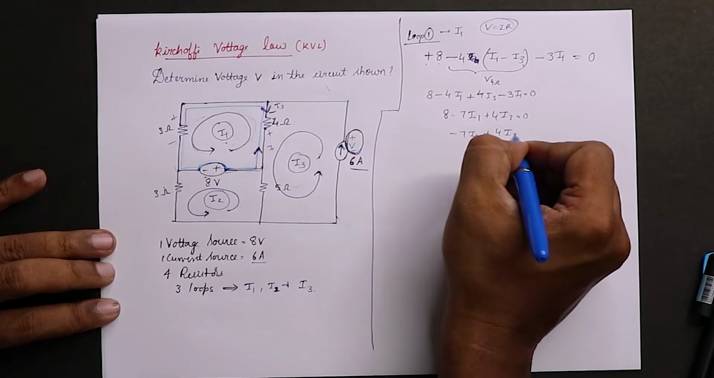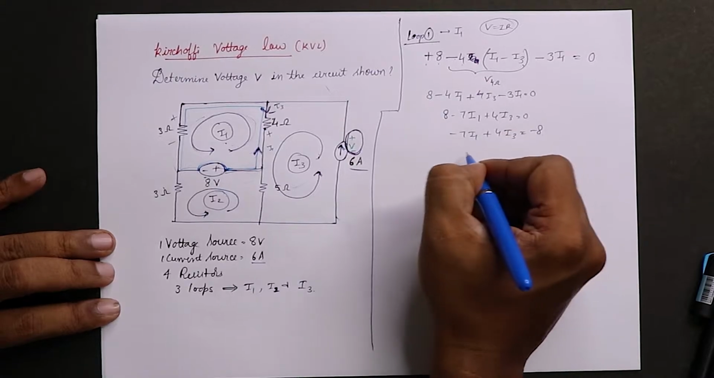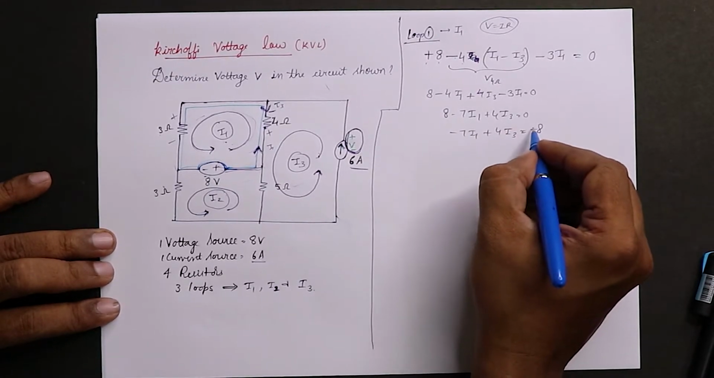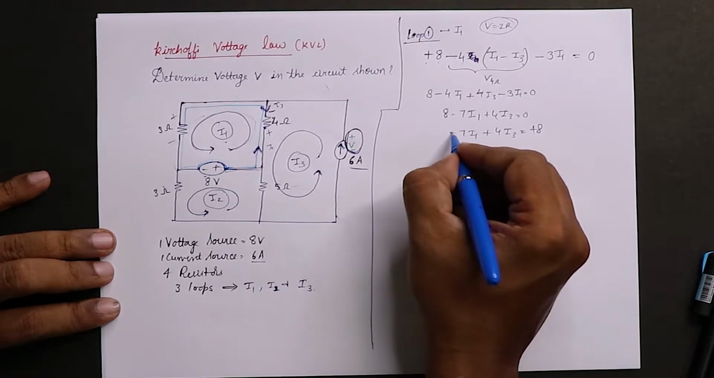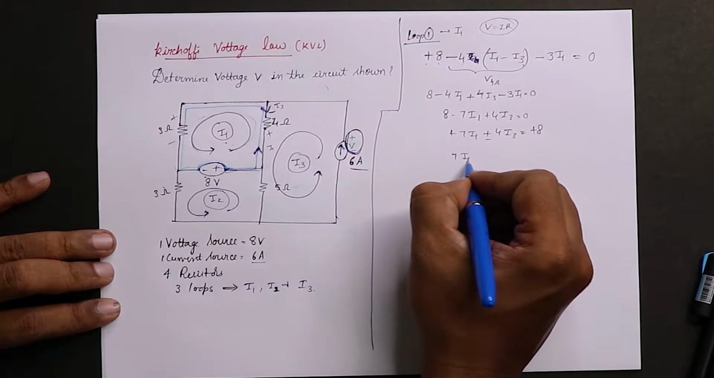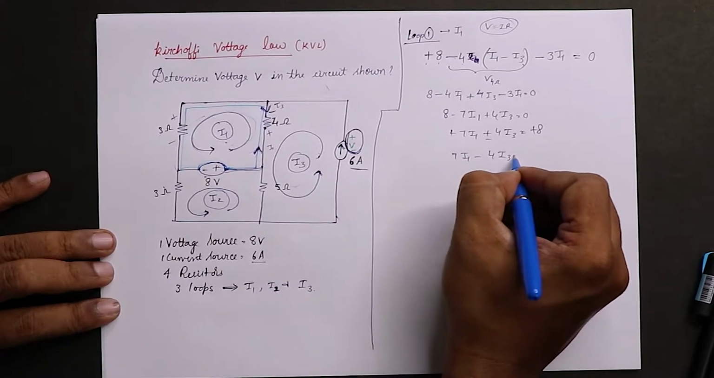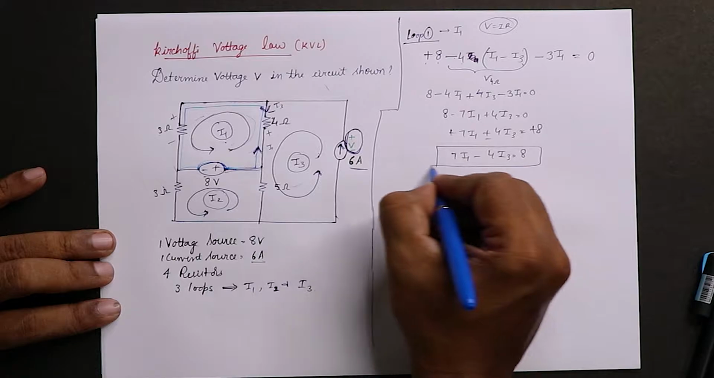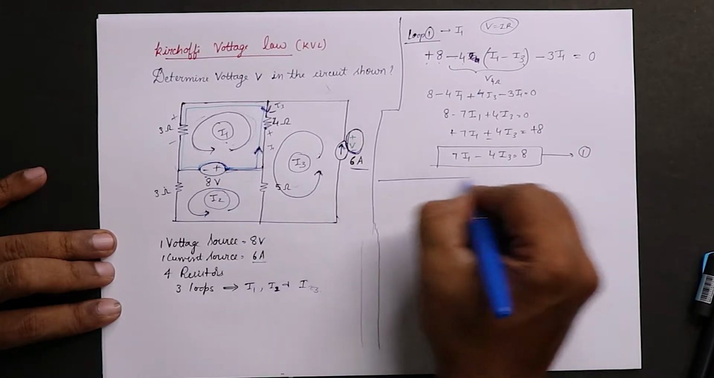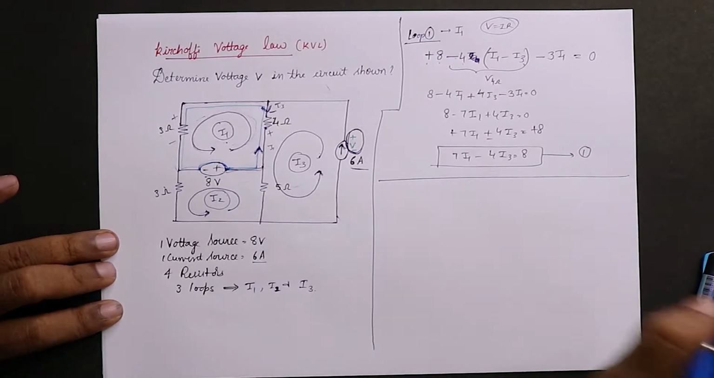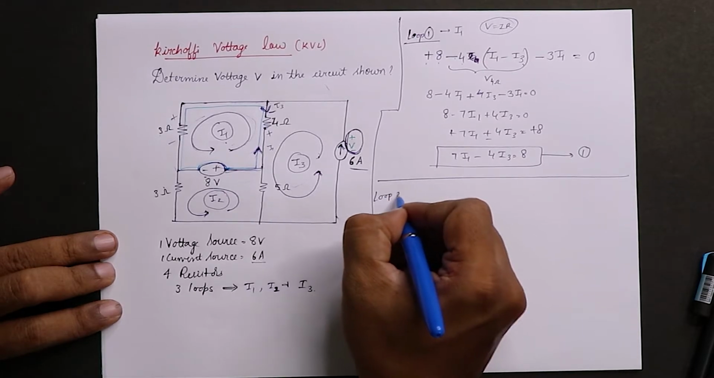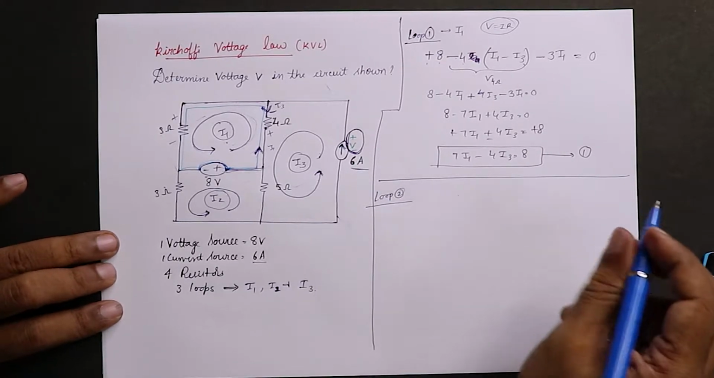I'm sending the 8 to the other side, becomes minus 8. Okay, I'm cancelling everything with minus, so this becomes 7 minus 4 I1 equals 8, which is my first equation for loop 1. Okay, now let me take loop 2.